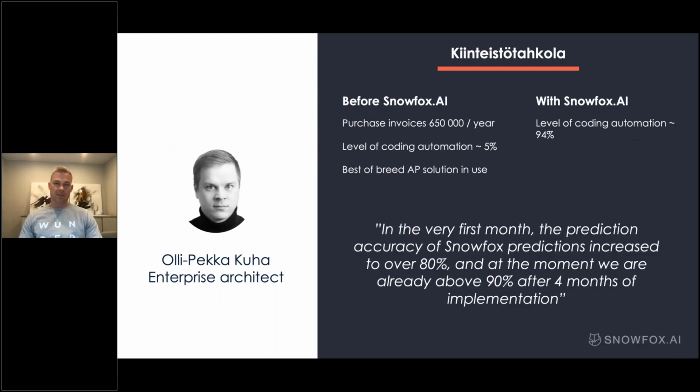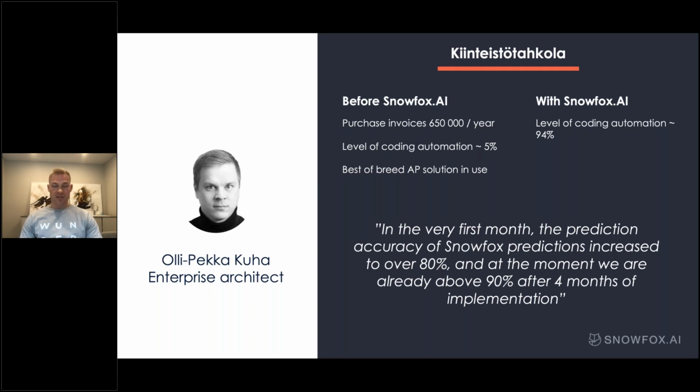This is a company called Kiinteistö Tahkola. It's one of the biggest real estate companies in Finland. They're receiving over 650,000 invoices per year, non-POs, all of them. And before us, their coding automation level was around 5%. So 95% of the invoices were coded and routed for approval flow manually.